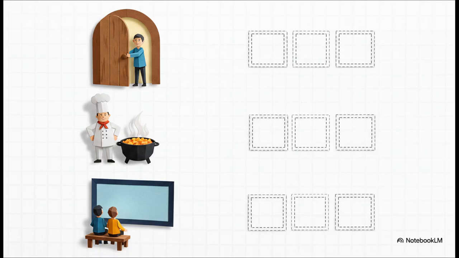Who is doing the action? What is the action? What is receiving it? Got it? Okay, let's reveal it. Hassan, the chef, and we are your subjects. Opened, prepared, and watched are your verbs. And the door, kabsa, and a movie are your objects. If you got that right, you are officially nailing this.